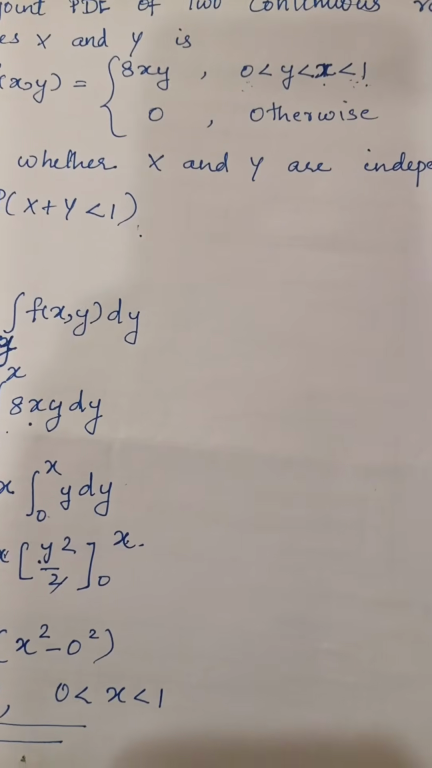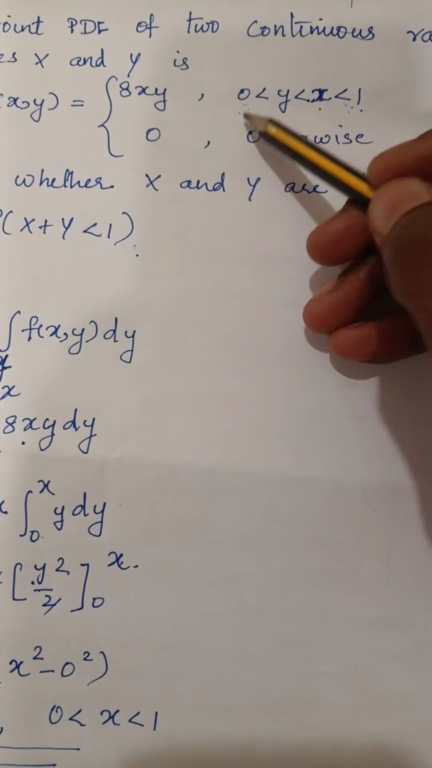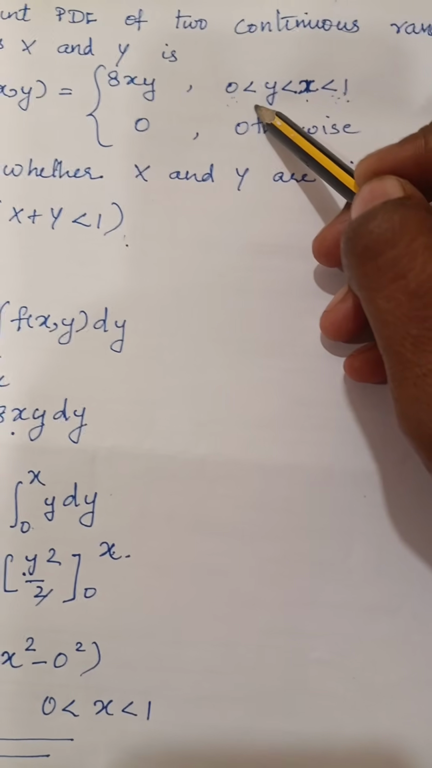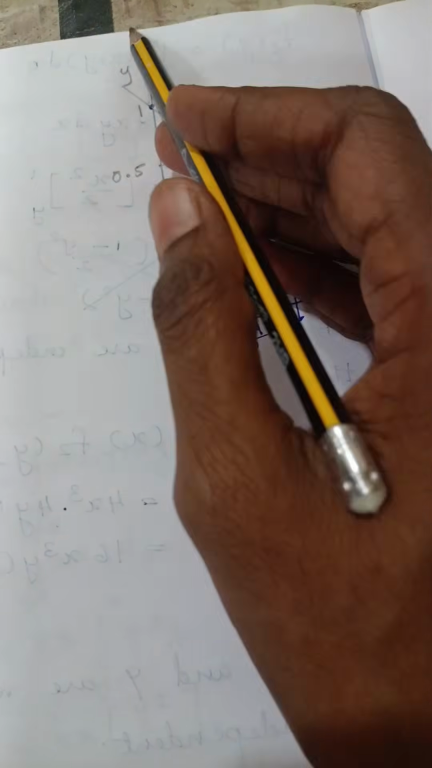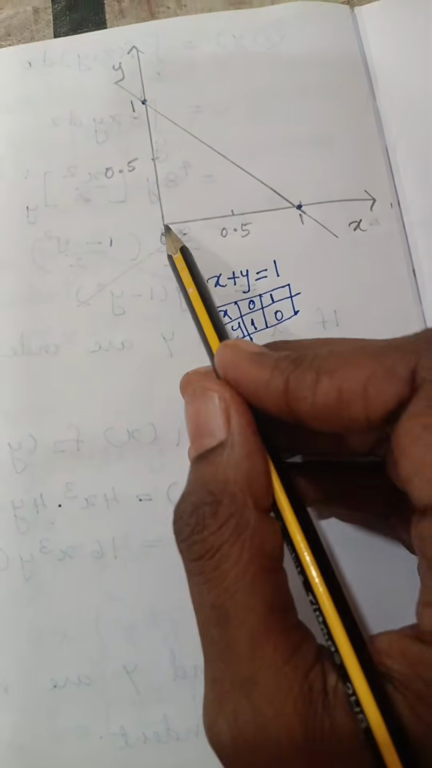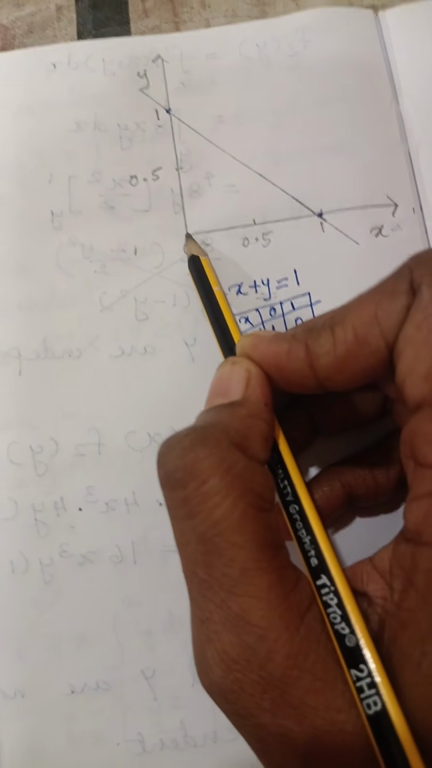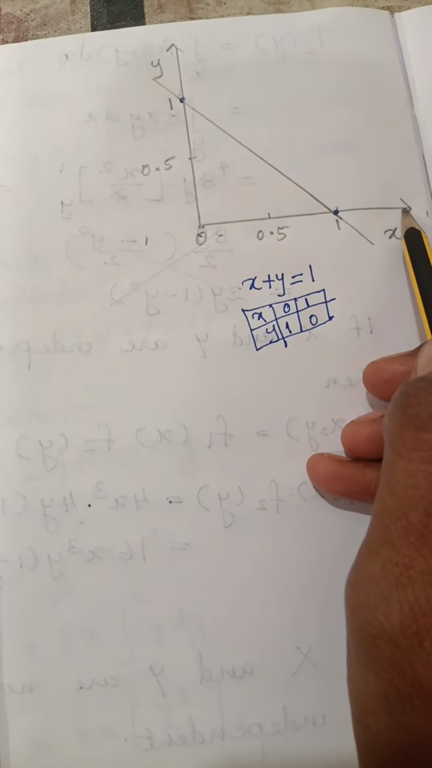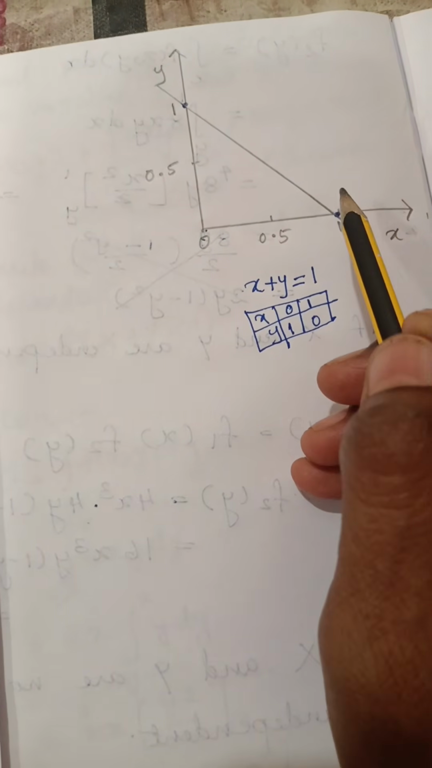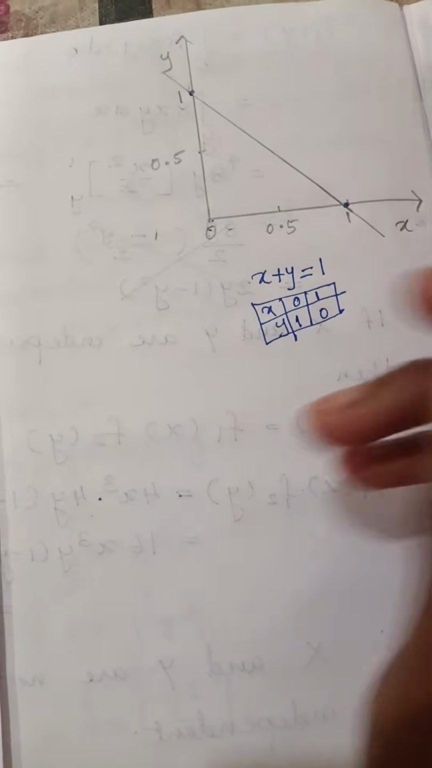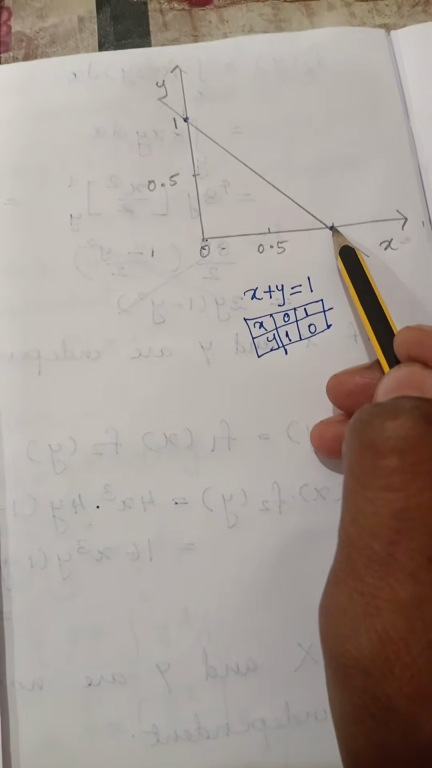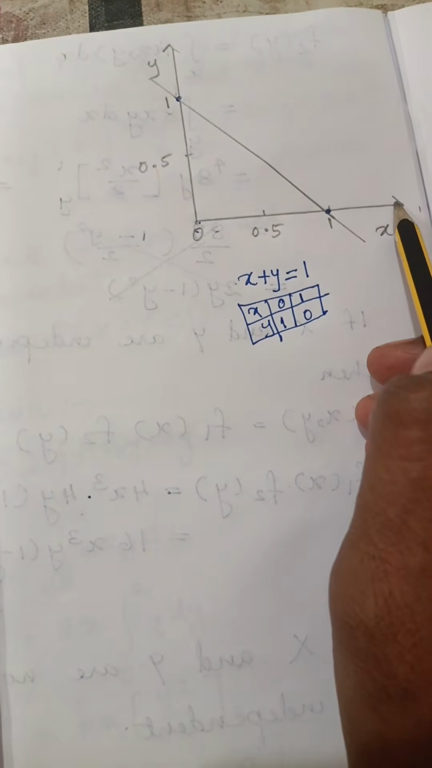Now consider our limit. So 0 less than y, so we can consider y equal to 0. So y equal to 0 is the line of what? This will be the line of y equal to 0. Whatever be the value of x, if x equal to 0.5, y will be 0. If x equal to 1, y will be 0. So this is the line.